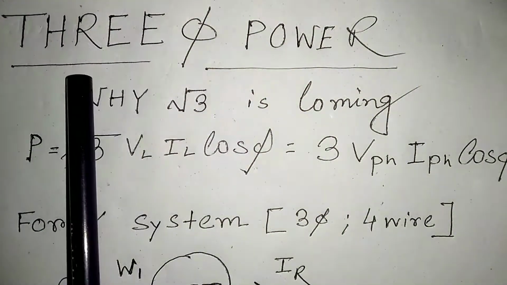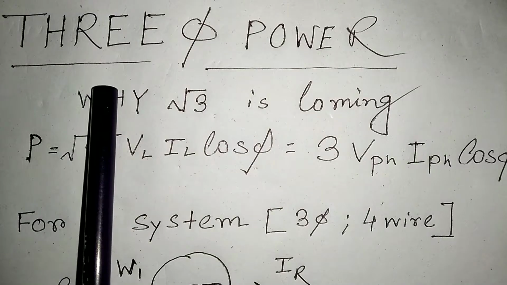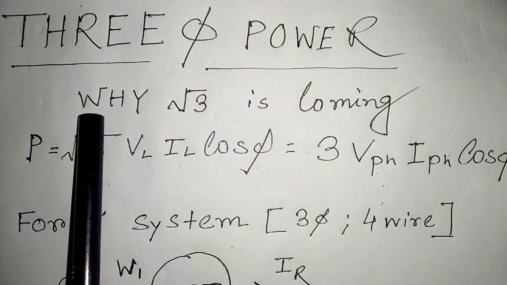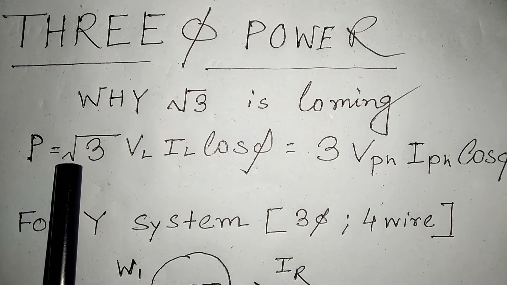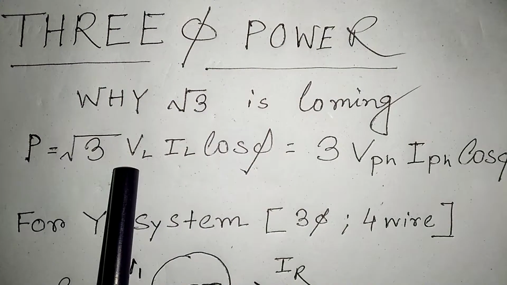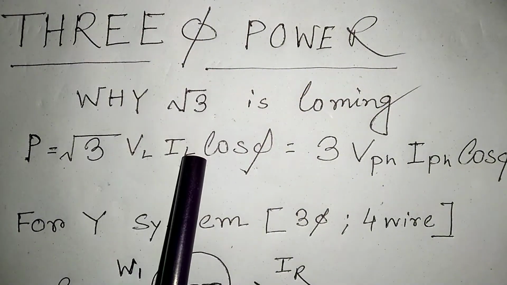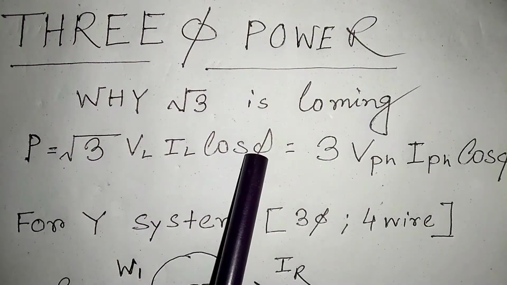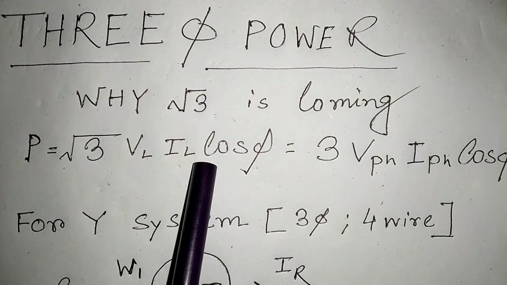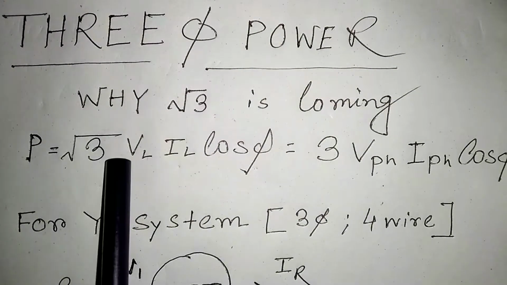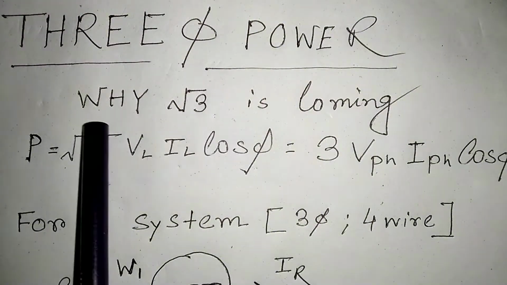Hello friends, today we'll discuss three-phase power. In three-phase power, the general formula is root 3 VL IL cos phi. VL is the line voltage, IL is the line current, and cos phi is the phase difference between voltage and current. But where is this root 3 coming from? This is the topic of discussion.